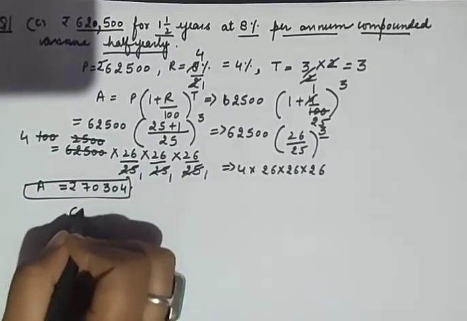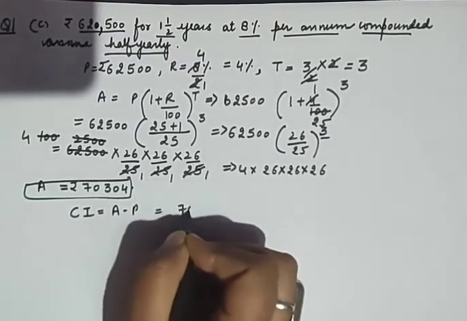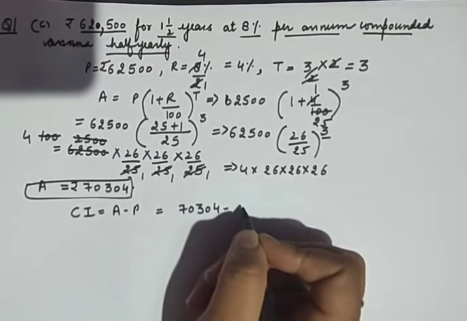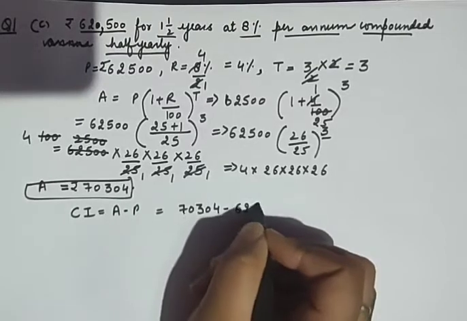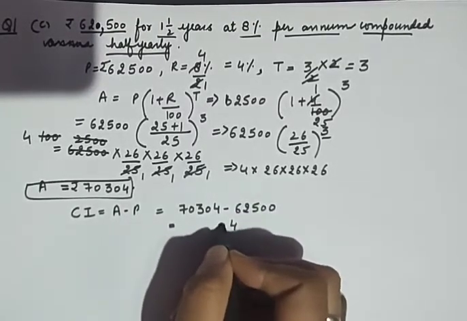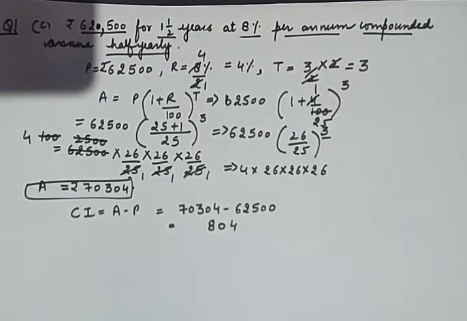Now again you have to calculate your compound interest, so you know that it must be A minus P here. So 70304 minus how much? Minus 62500. So how much will it be? It will be your 7804. Okay, so the answer will be 7804.